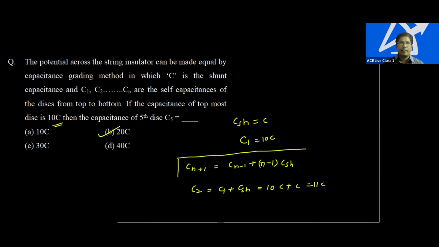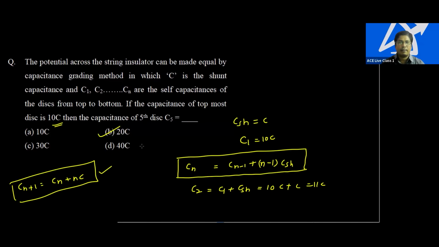Cn plus 1, sorry, it is Cn. Cn is nothing but Cn minus 1 plus N minus 1. Otherwise, Cn plus 1 is nothing but Cn plus N. Like that also. This is what I think I have done in the class. If you are calculating the nth value, it is N minus 1. If you are calculating the N plus 1 value, it will be N. Right? Both are correct.